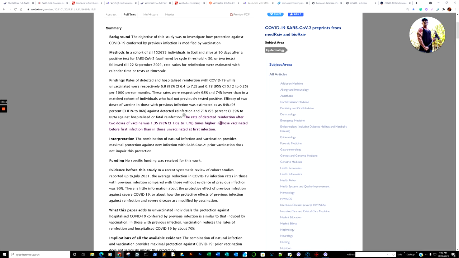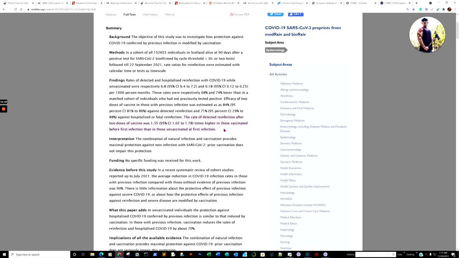So let's take a scenario. Let's say, for example, the vaccines that we have currently did not wane. They work perfectly still against the original variant. But through imprinting over and over and over again, it creates a conundrum. And again, you have to read between the lines on that. The rate of detected reinfection after two doses of vaccine was 1.35 on average, times higher in those vaccinated before first infection than those unvaccinated at first infection.